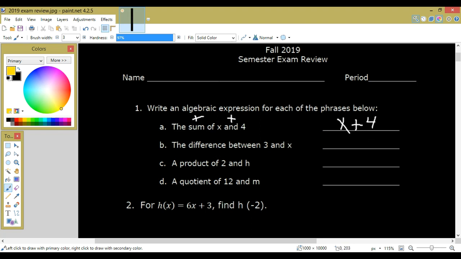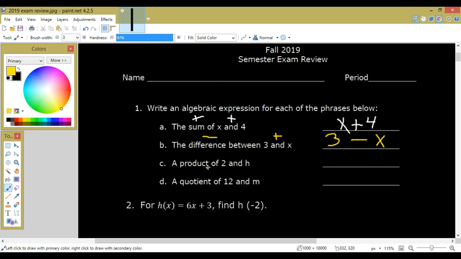B, the difference between 3 and x. Difference means that we're subtracting. 3 and x, and is plus. It says the difference between, so we have 3 and x. Since it's a difference, we're going to change this to a subtraction sign.